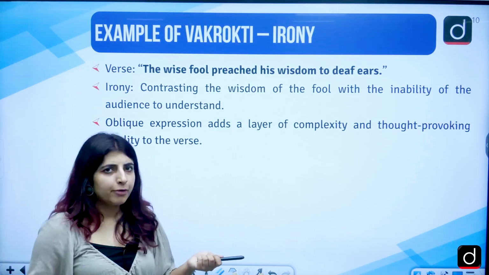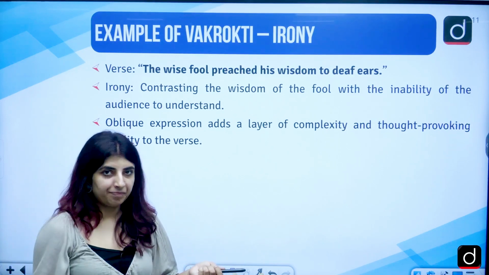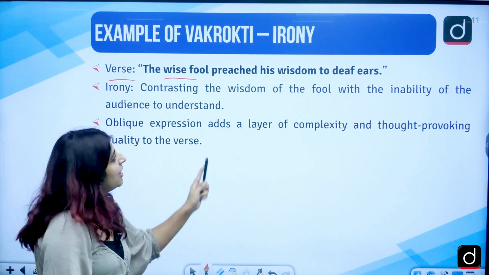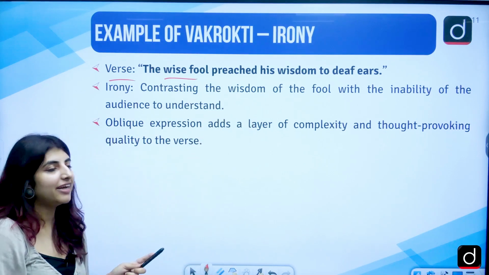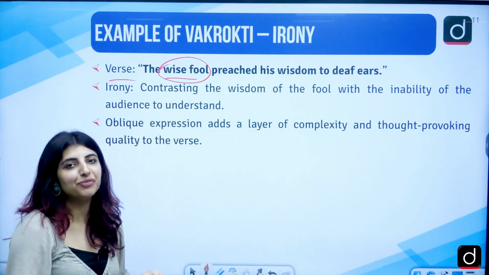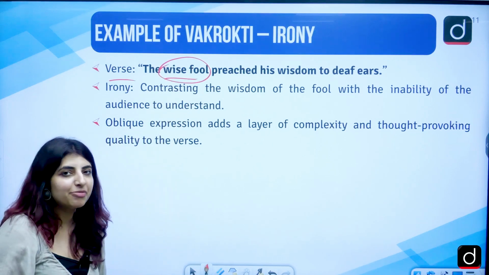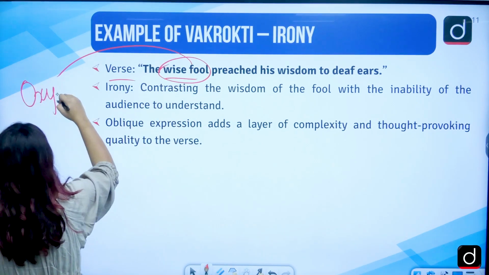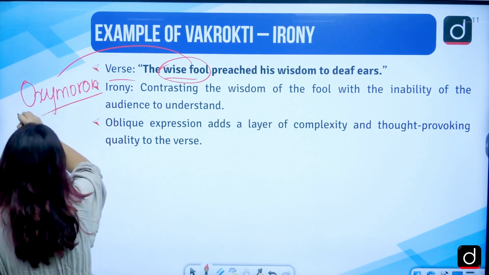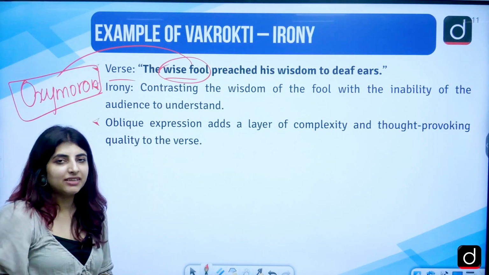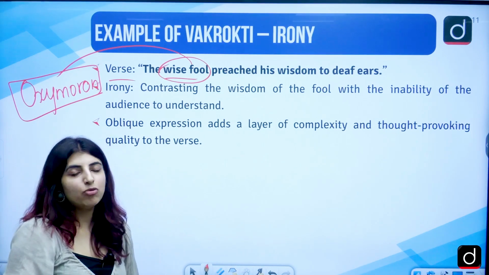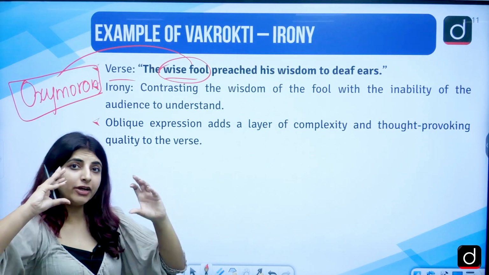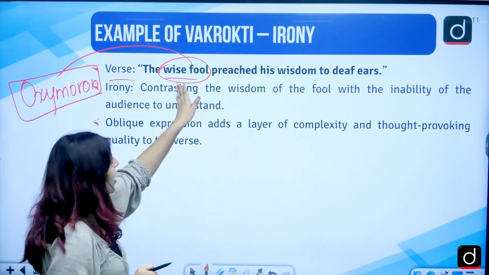Then we have another example of Vakrokti using irony. The verse is, "The wise fool preached his wisdom to deaf ears." He is wise as well as he is a fool. First of all, what kind of figure of speech is used in here? Oxymoron, which means two opposite, contrasting things. "I was happily sad." What is that? That is oxymoron, because how can you be happily sad? Correct?